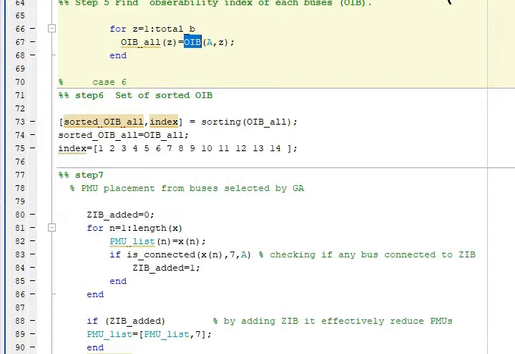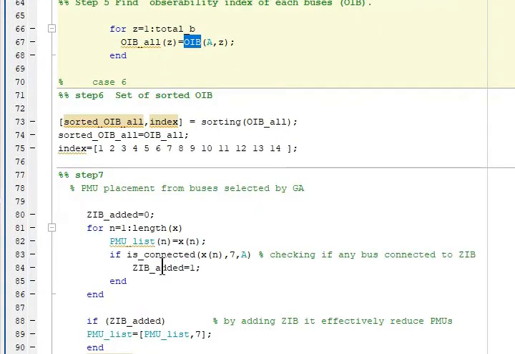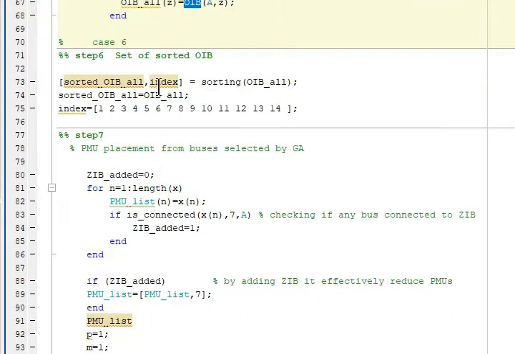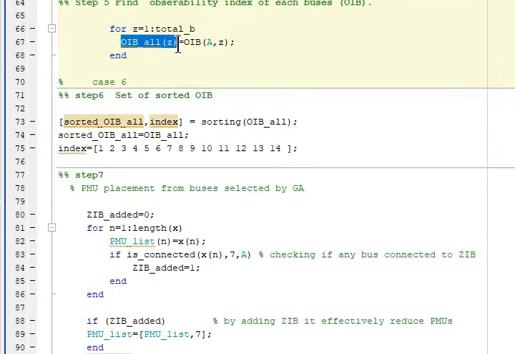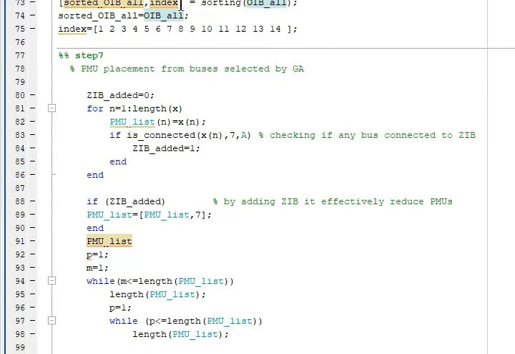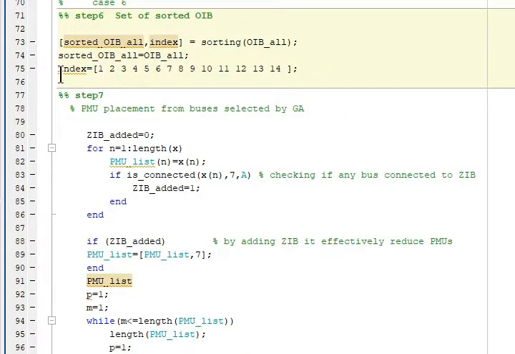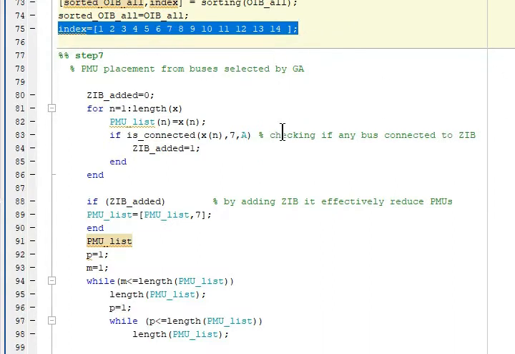So we are finding the index of each bus and then returning it to this main function. OIB all is the for loop finding the observability of all the buses. Then again we are sorting it in ascending order, and we have 14 buses, so the index will be in this order.